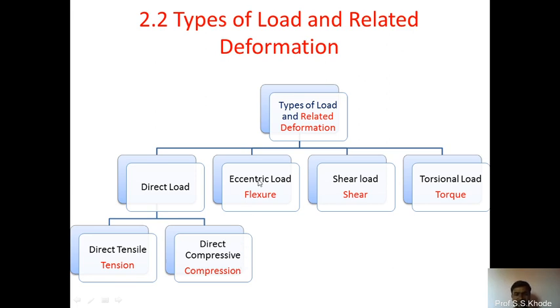Next is eccentric loading. Due to the eccentric load, the related deformation will be flexure. What actually is flexure? The bending action of a beam is generally called flexure. Next, due to the shear load, the related deformation will be shear, and due to the torsional load, the related deformation will be torque. This is the simple topic given from the syllabus point of view.